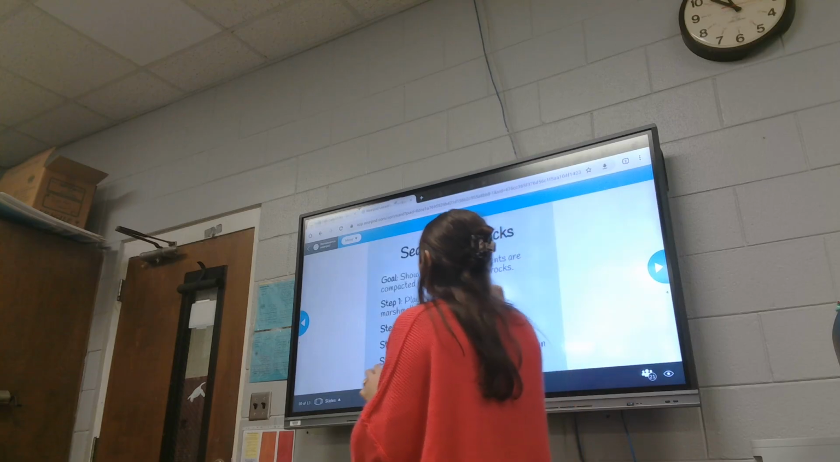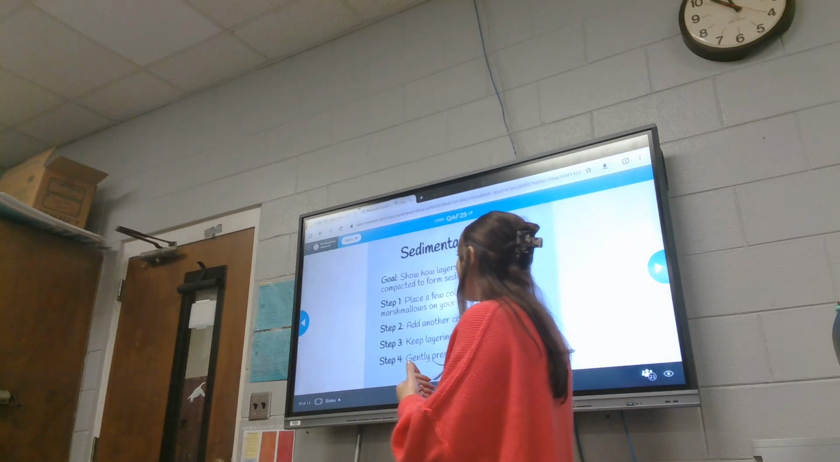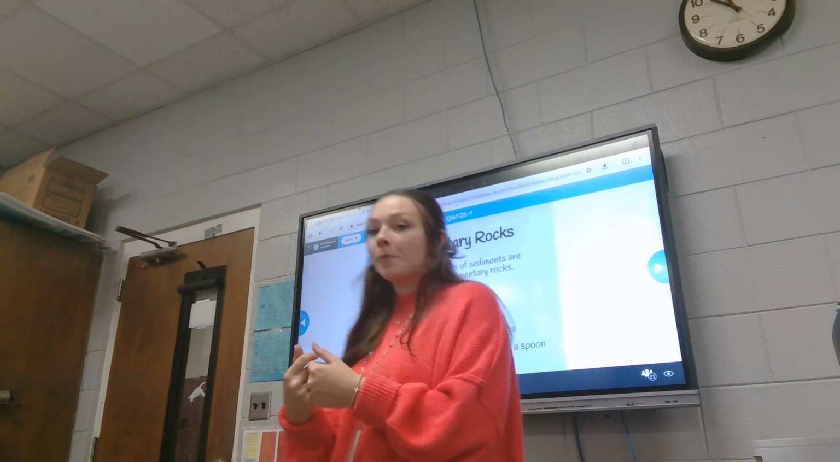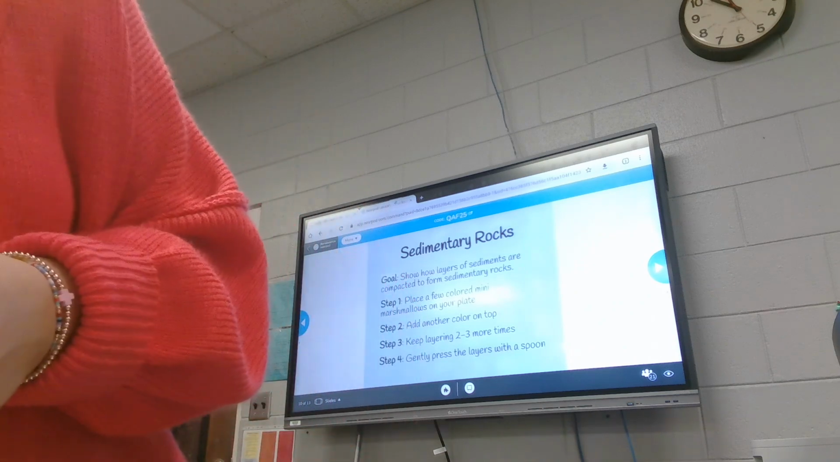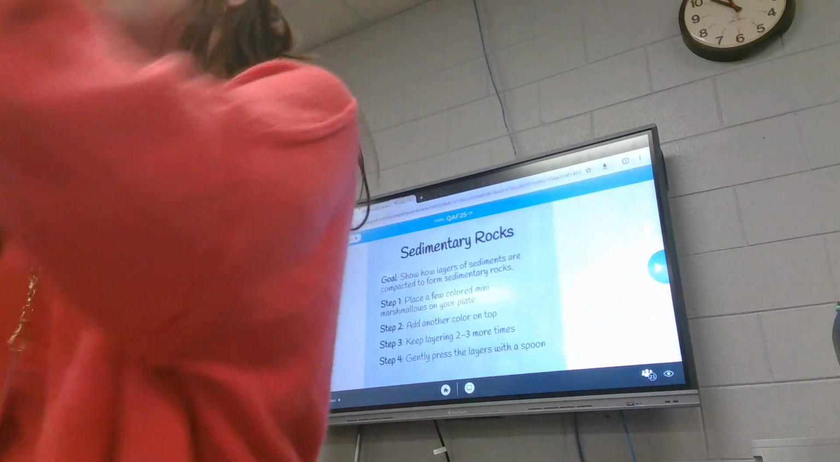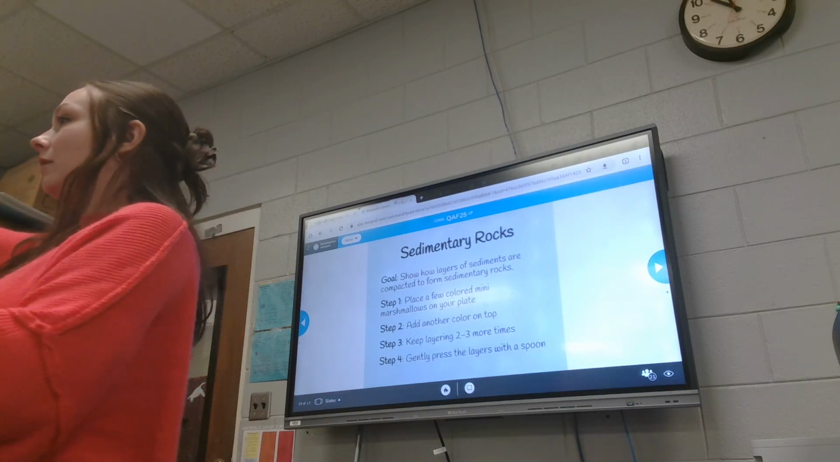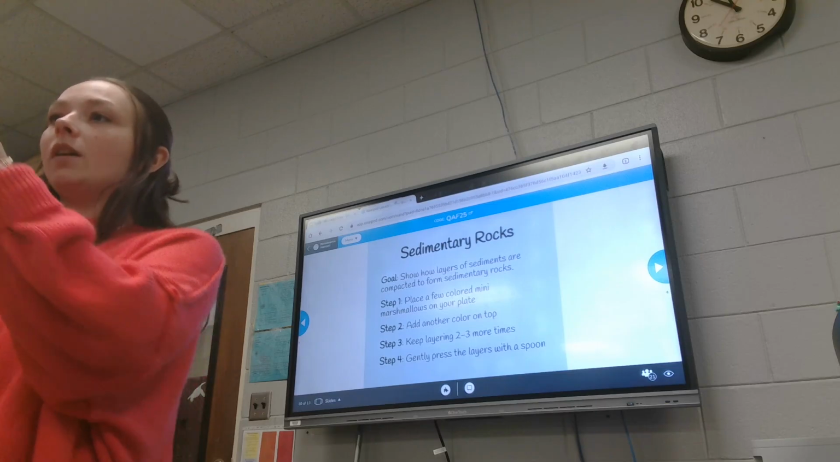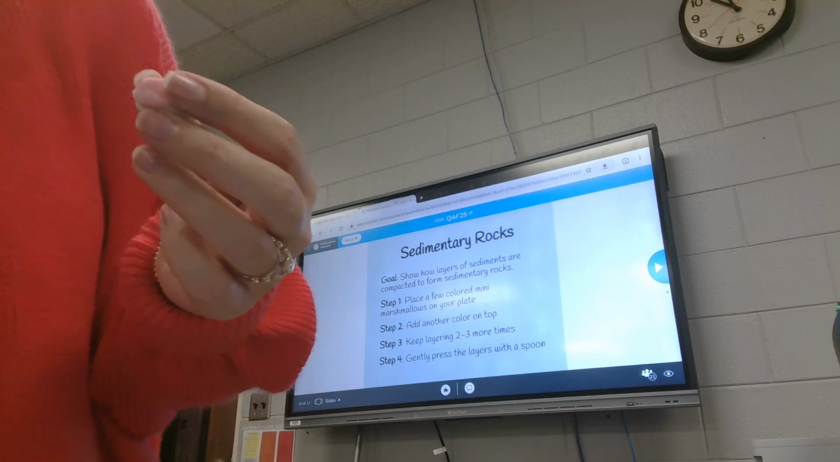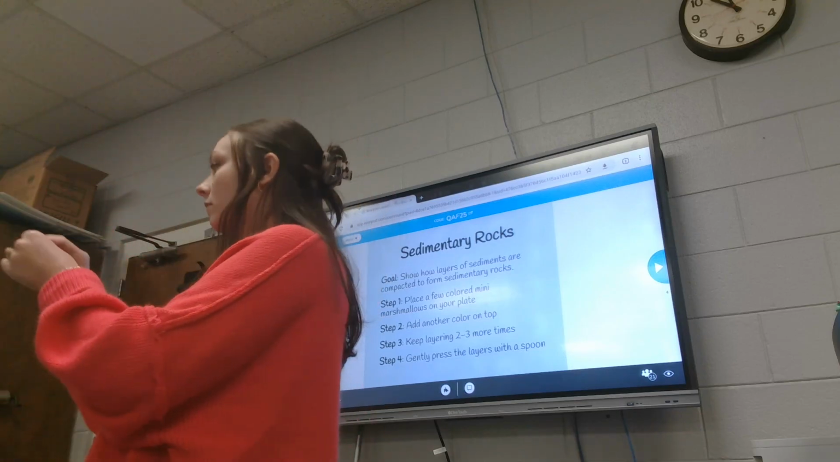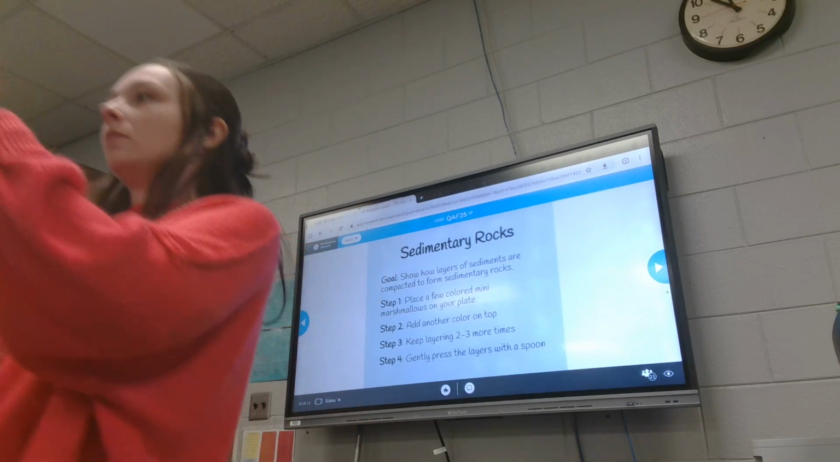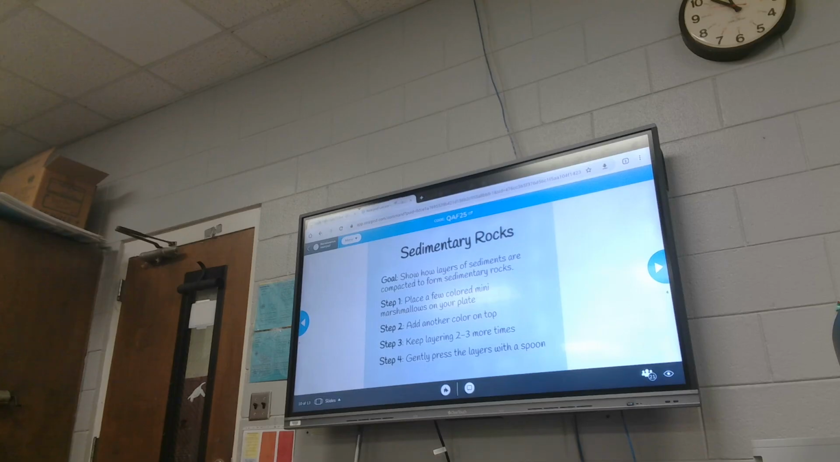Now we're going to do sedimentary rocks, and this one is supposed to show how layers of sediments are packed together to form sedimentary rocks. So we're going to get a couple of our marshmallows. Take 2 of them and smush them together like that. And then you can take a few more and just keep on layering them. You only have to do 3 or 4. So one more.